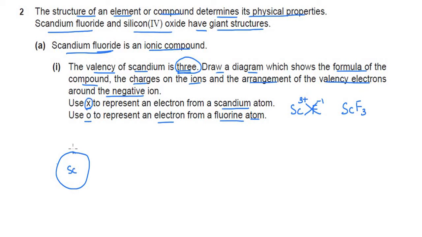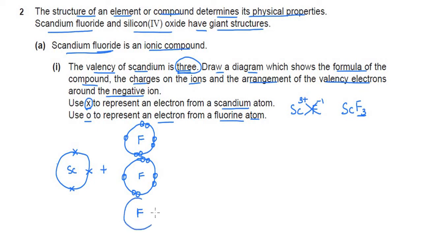So to represent our diagram, we will need one scandium atom with 3 electrons in its outer shell, which can be represented by crosses. So we are drawing 3 crosses, plus we need to have 3 fluorine atoms. So let's start with 3 fluorine atoms with the outer shell electrons as 7, which has to be presented by dots. So we have drawn 7 electrons in the form of dots for the first atom of fluorine, and here goes the same for the second atom also.